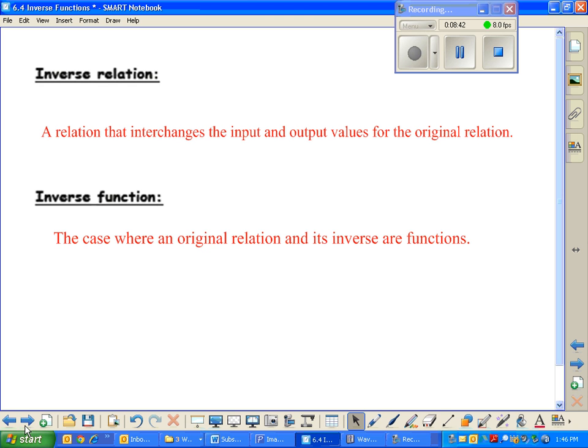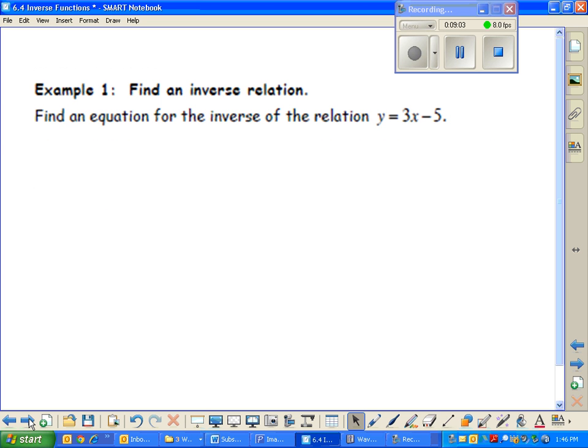As promised, you're getting 3 skills today. You're gonna learn how to write an inverse function. You're gonna learn how to verify 2 functions are inverses, and last but not least, you're gonna learn how to graph an inverse function. So 3 skills today. It's a busy day for you guys. So let's start. In example 1, it says find an inverse relation.